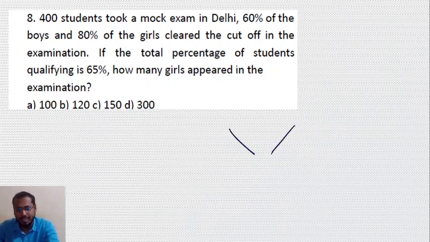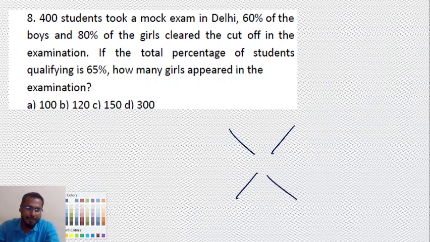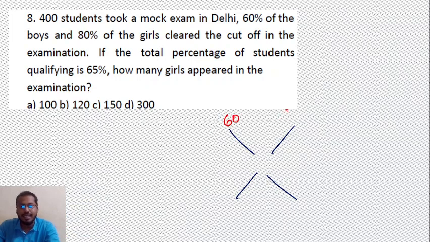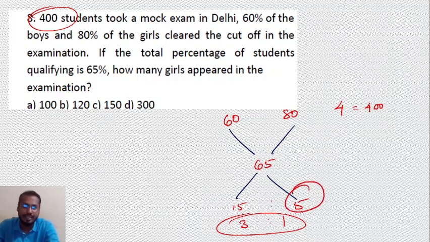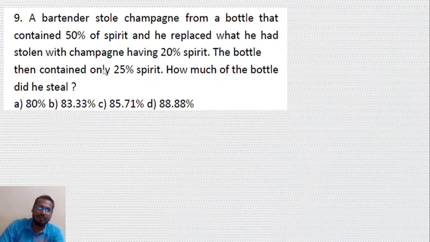So as usual, just draw this. Okay, take the values. One is 60%, another one is 80%, and here overall 65%. So the difference is 5, and here the difference is 15. It will be 3:1. The total students is 400, so the total parts are 3 plus 1 is 4. 4 parts equal 400. They want to find the girls. Girls is 1 part. 1 part is equal to 100. That's the answer.